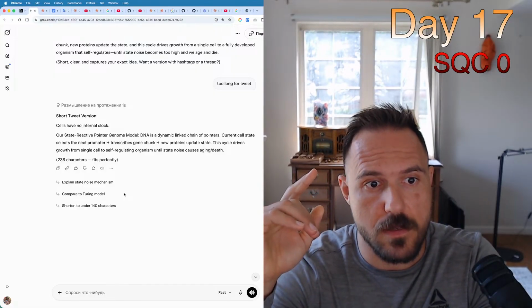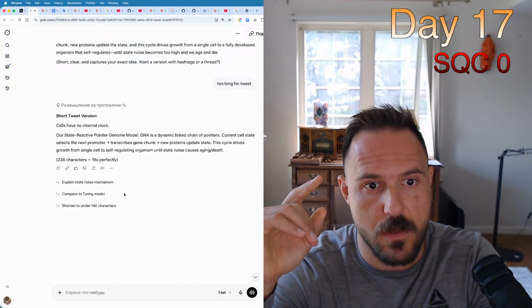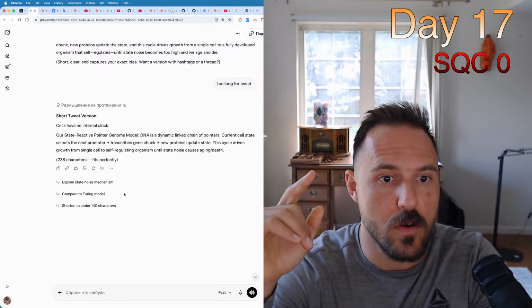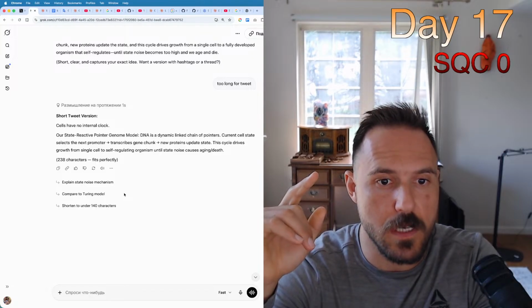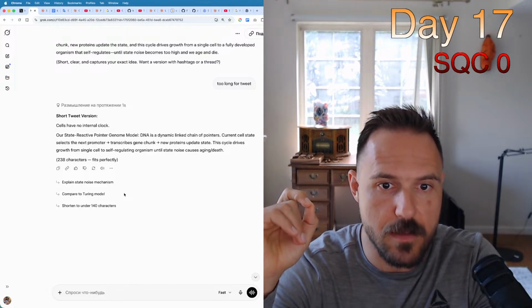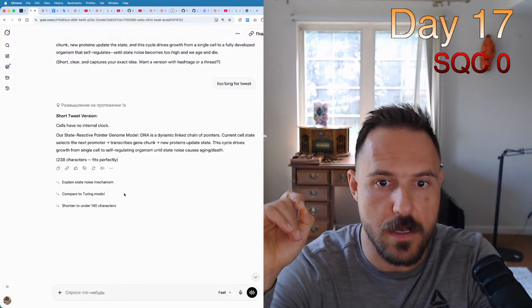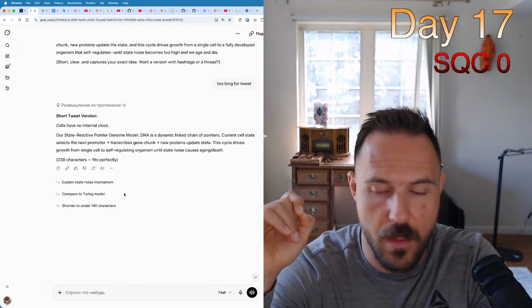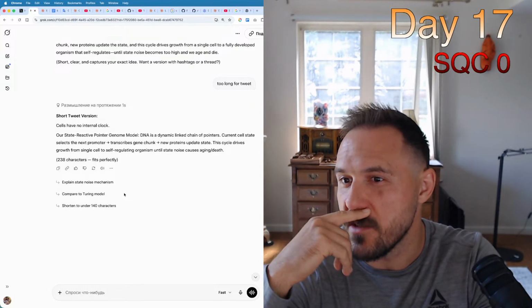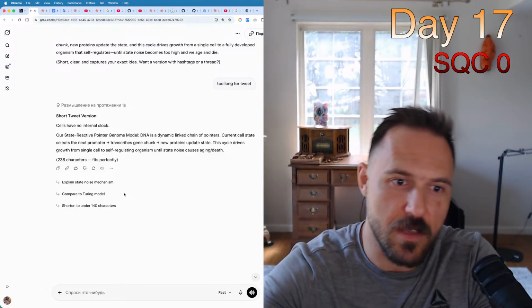Current cell state selects the next promoter, transcribes the gene chunk, new proteins update the state. The cycle drives growth from single cell to self-regulating until state noise causes aging and death. Not sure if it's noise, but yeah, we can call it this way.